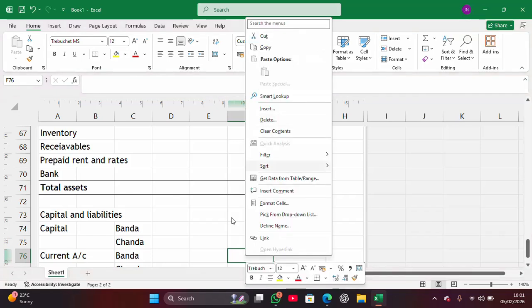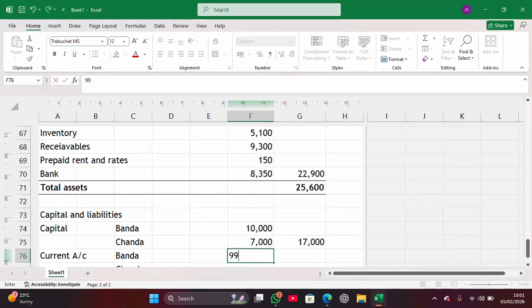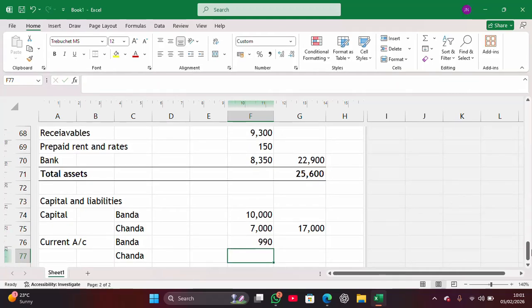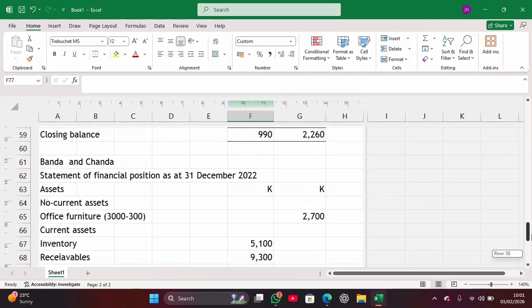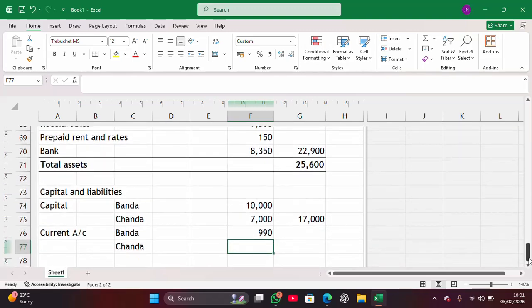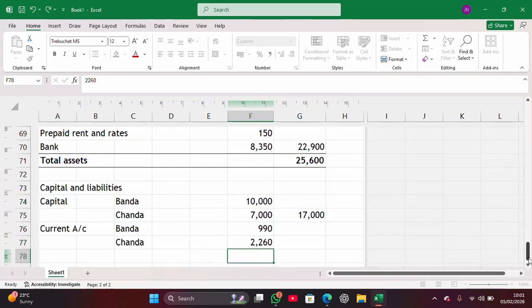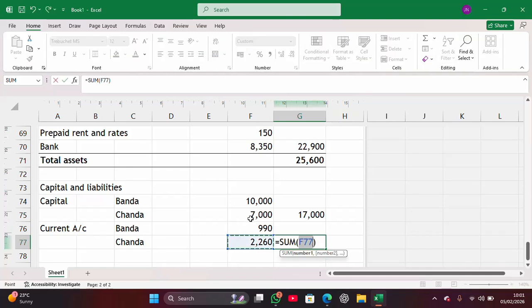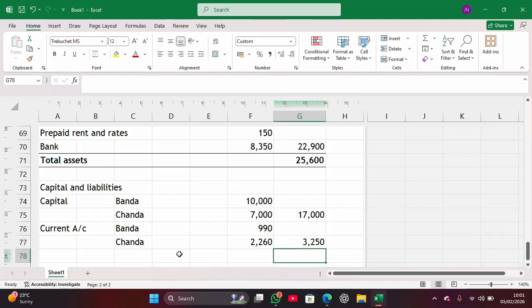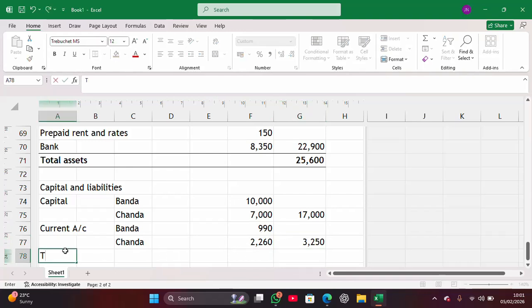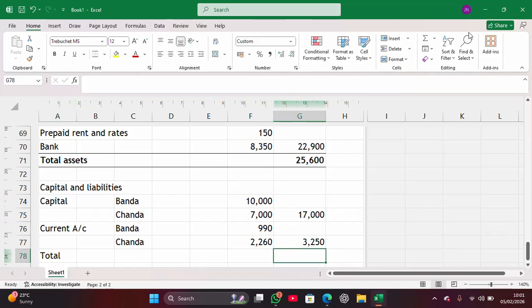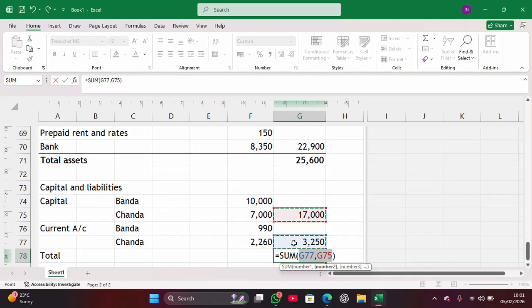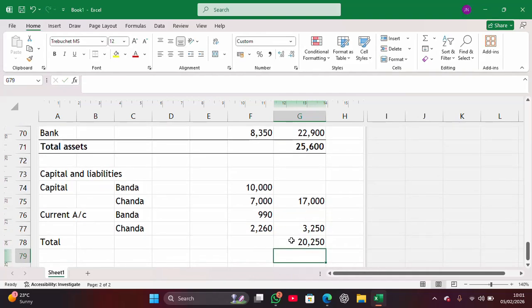Let's see. Okay, 990. And what? 260. Yes, it is 2260. There we go. Okay. We add, isn't it? Yes. So your total capital as at that date is how much? You add all these, plus 17. It's 22,250. Oh yes. Okay. We come down here.